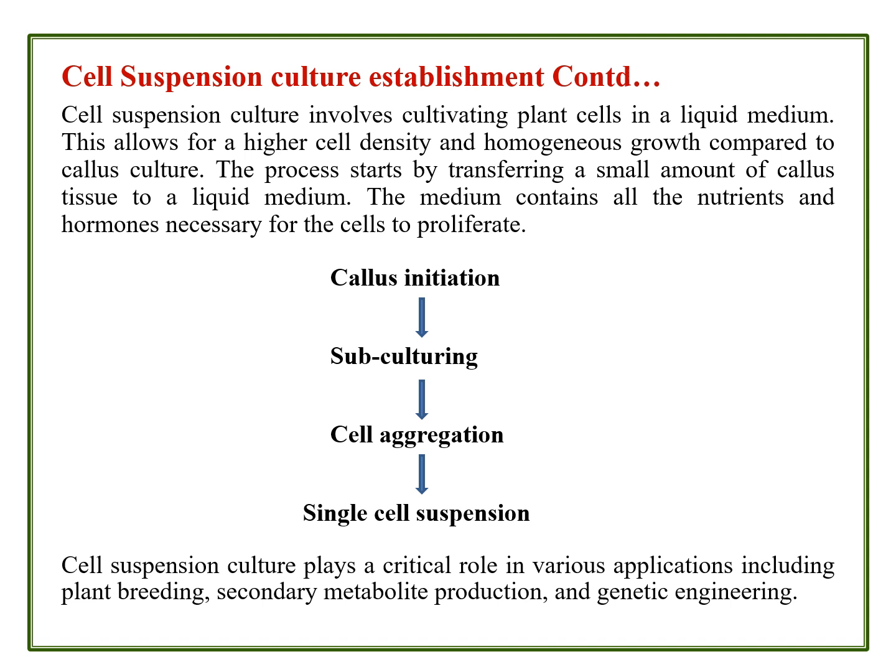Cell suspension culture plays a very critical role in various applications, including plant breeding, secondary metabolite production, and genetic engineering. Especially secondary metabolite production is achieved only through cell suspension cultures rather than aggregated callus cultures. Whatever new combinations are required in plant species through plant tissue culture, cell suspension culture is the best choice to get genetically modified products of plant origin.